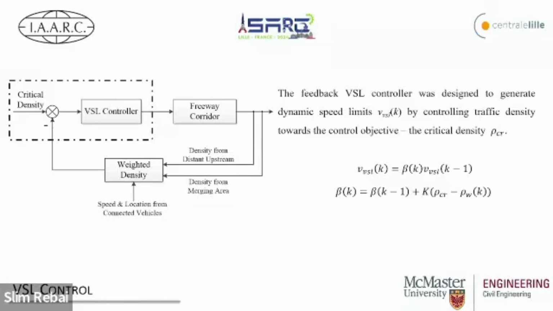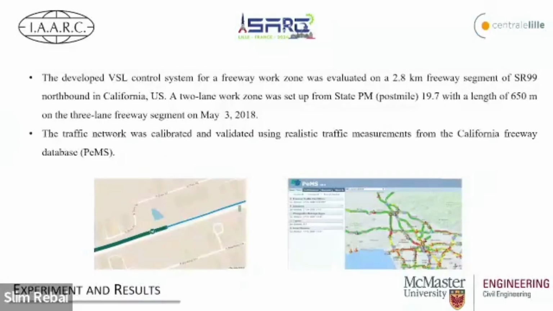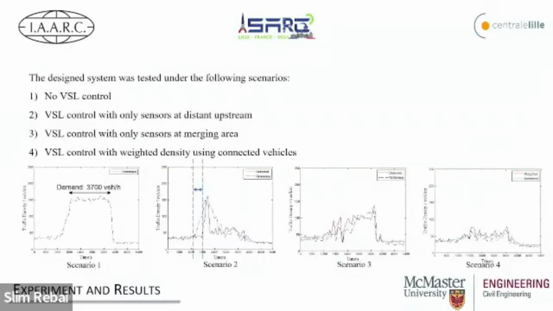Now we have built the system, and calibrated and validated it in a simulation environment using realistic traffic measurements from the California freeway database. And this is a realistic work zone that happened in 2018. We tested the system for one and a half hours under different traffic demands. The traffic demand is low first, then goes up, and then goes down again.